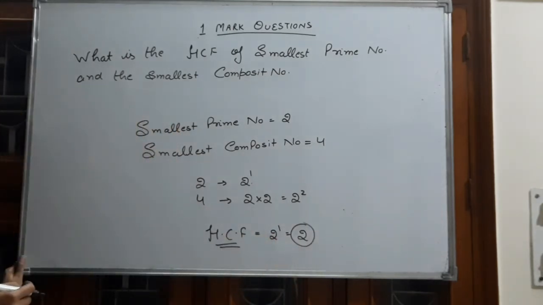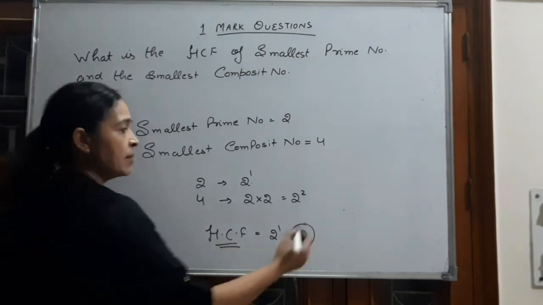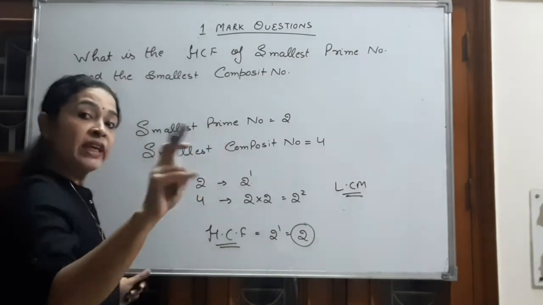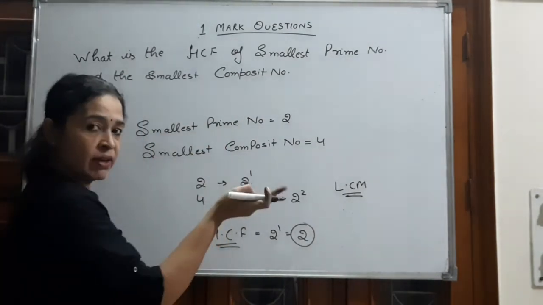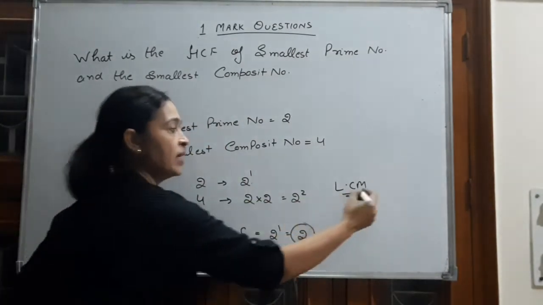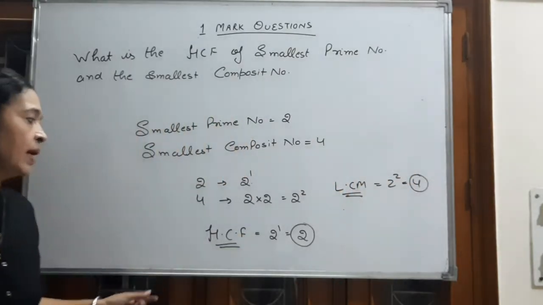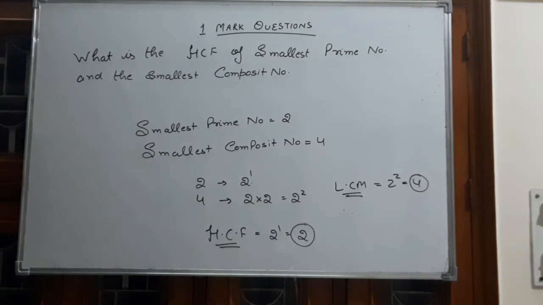If we have to find the LCM, what will be the LCM? What is LCM? The highest power of each factor. But in this case, we have only one factor. The highest power is 2 to the power 2, that is 4. 4 will be the LCM and 2 will be the HCF.